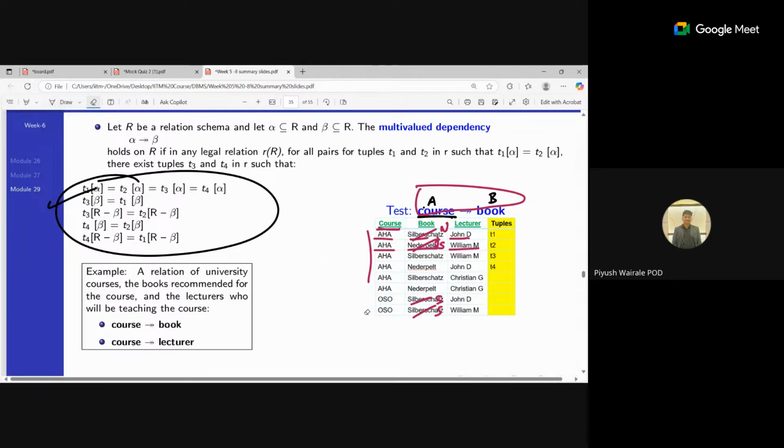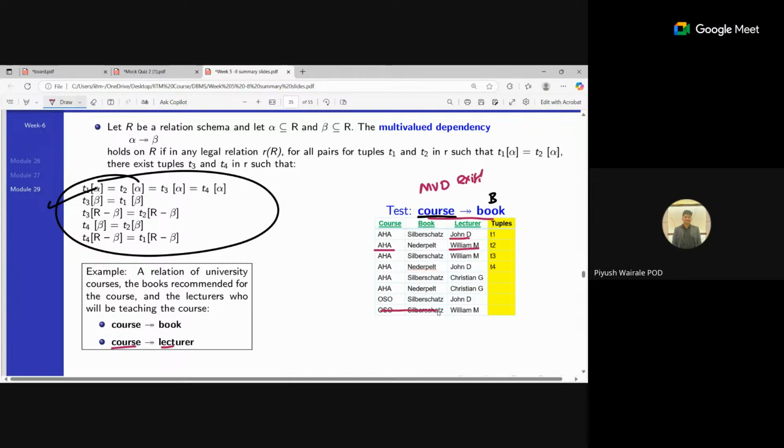This is how you can check it. Even here you can see course determines book, which means course can determine lecture as well. This is what we can say, and the same thing you can apply here as well. So for this table, MVD exists.